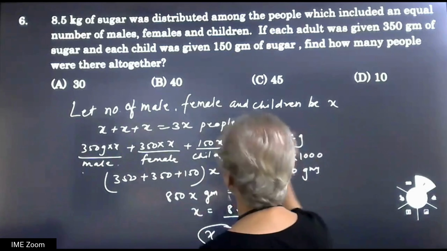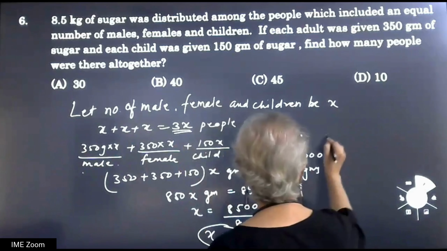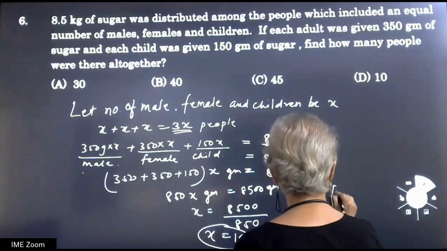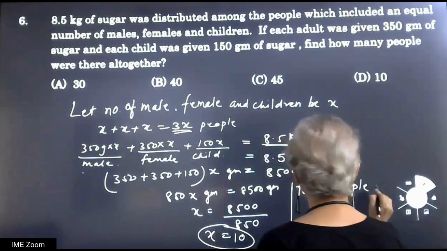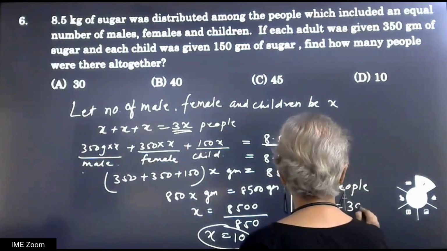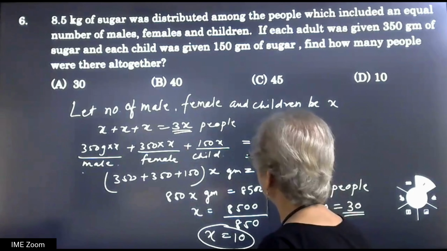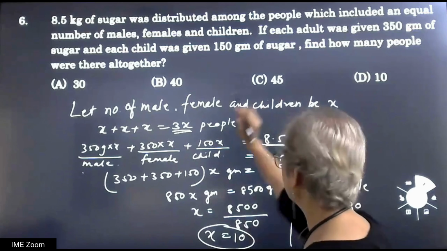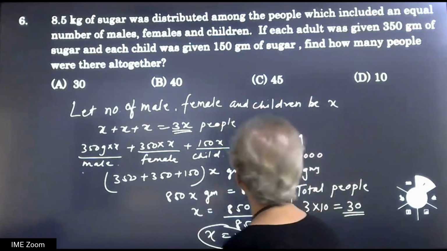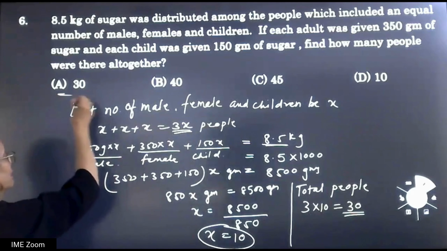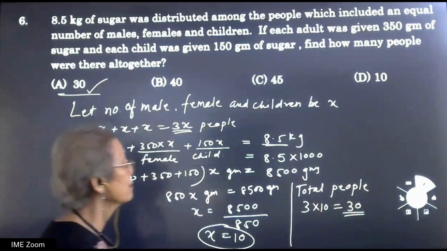And therefore total people, how many? 3X are there. So here we can write total people equal to 3 into 10, and that is equal to 30. So there were 30 people, 10 male, 10 female, 10 children, and they were given sugar, not sweets. So how many people were there? 30. So this is the correct option.